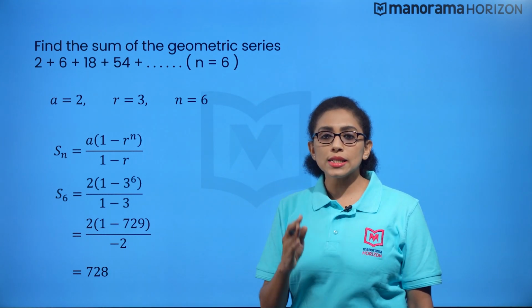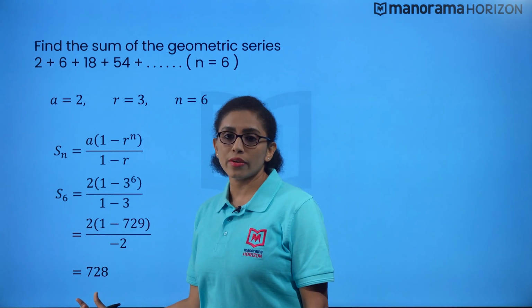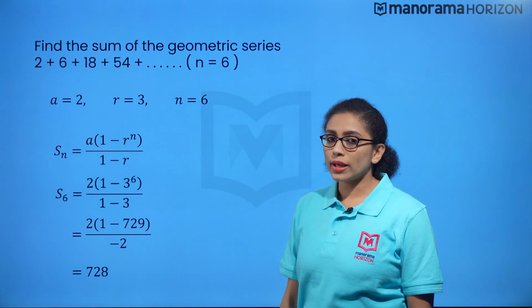So the sum to 6 terms of a given GP is 728. Now, let's look at another example.